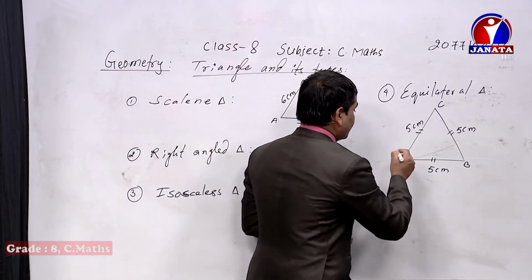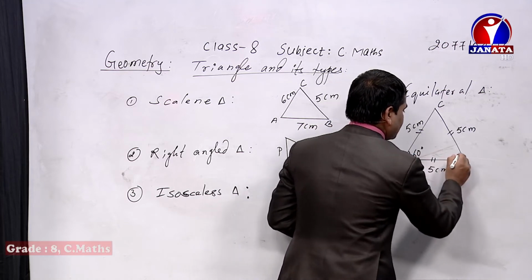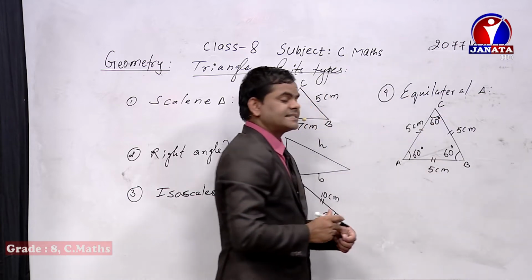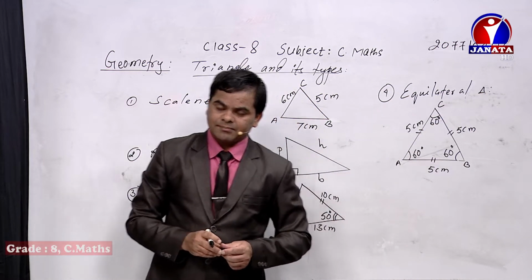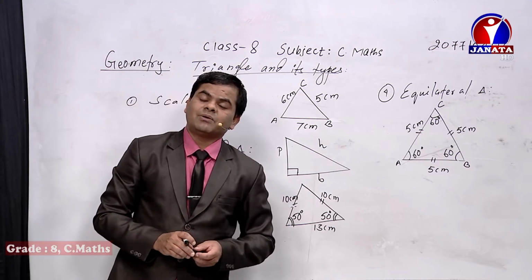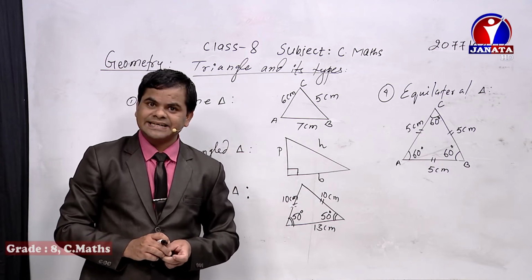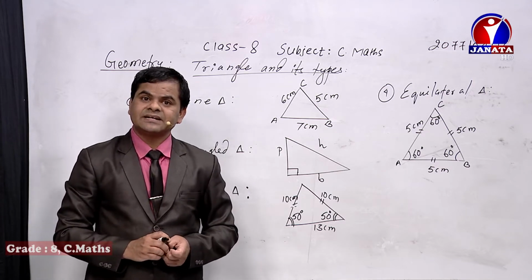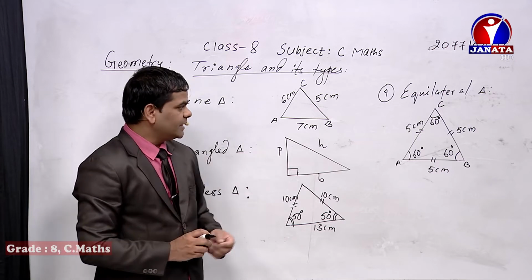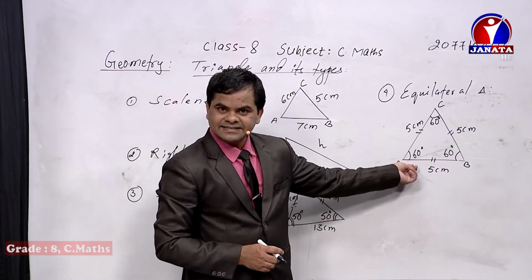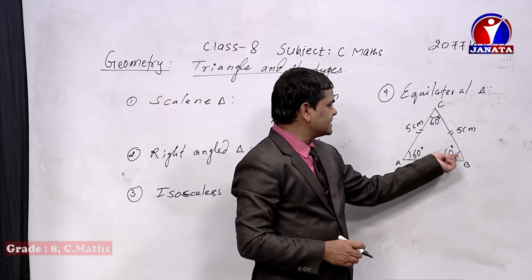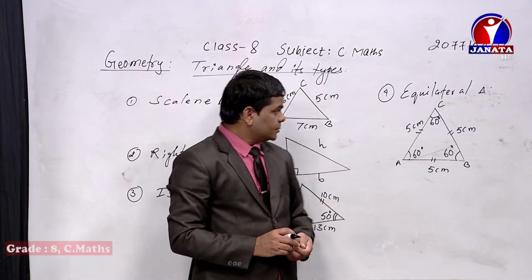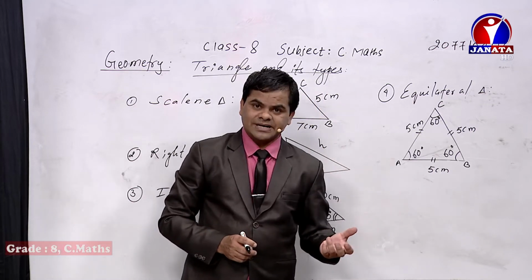That means each will be 60-degree, because all angles should be equal, and all the angles are equal as being 60-degree. Because, dear students, you have learned in the junior classes as well, the sum of the angles of a triangle is 180-degree, isn't it? And if we divide the 180-degree into 3 equal parts, we get every angle as 60-degree. That's why 60-degree, 60-degree, and 60-degree. 3 times 60 is 180-degree. So these are the types of triangle, dear students.